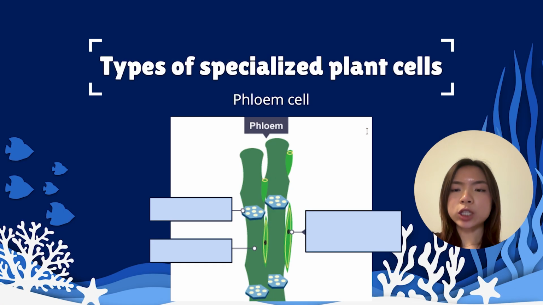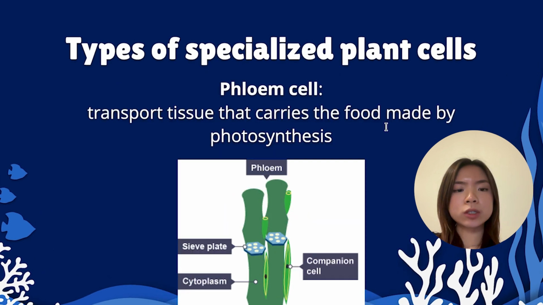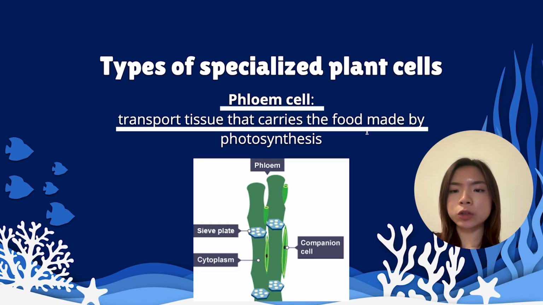The next type of specialized cell is the phloem. And here I've covered up some of the labels, so again, try to fill in the blanks. So phloem, just like the xylem, is a specialized transport tissue, but how it differs here is that it carries the food. And this is the food that has been made through photosynthesis around the plant.